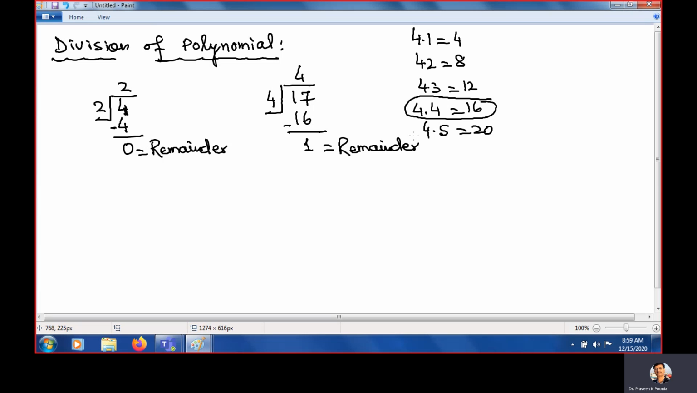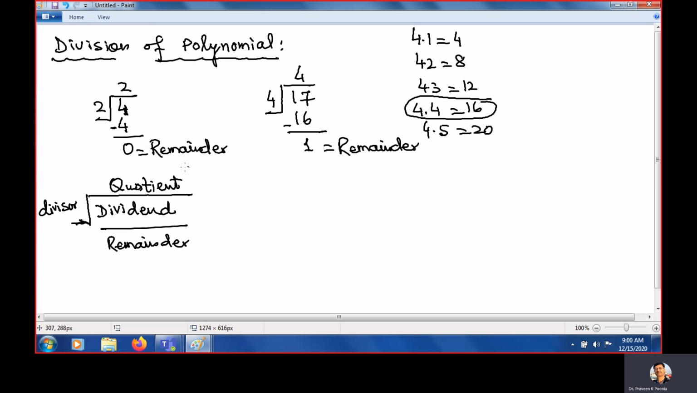This is clear. So in some cases we have remainder, some cases we do not have remainder. So how can this be written? I tell you two things if you remember. If we are dividing, here we write dividend. Clear? Here we write divisor. Here we get quotient. And here we get remainder. This is clear. And this can be written as dividend is equal to divisor times quotient plus remainder.